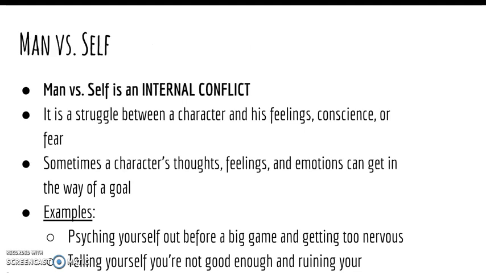Man versus self. Man versus self is an internal conflict. It is a struggle between a character and his feelings, conscience, or fear. Sometimes a character's thoughts, feelings, and emotions can get in the way of a goal. Some examples might be psyching yourself out before a big game and getting too nervous and not performing how you should have. Or maybe telling yourself that you're not good enough and ruining your confidence when it comes to a big test and freaking out about it.